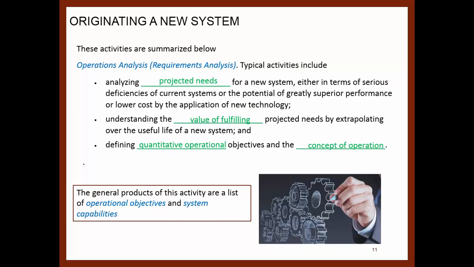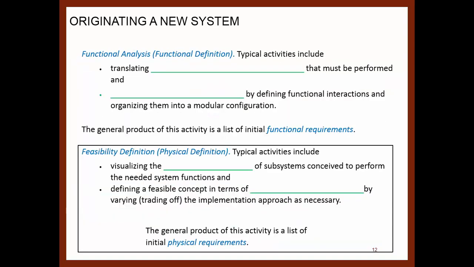Then from operational analysis, or operations analysis, we transition to functional analysis. So we have an understanding of what needs to be done, what the system should be doing after implementation. So how can we define functions that will satisfy those objectives or those goals? Typical activities include translating operational objectives into functions that must be performed and allocating functions to subsystems by defining functional interactions and organizing them in a modular configuration.